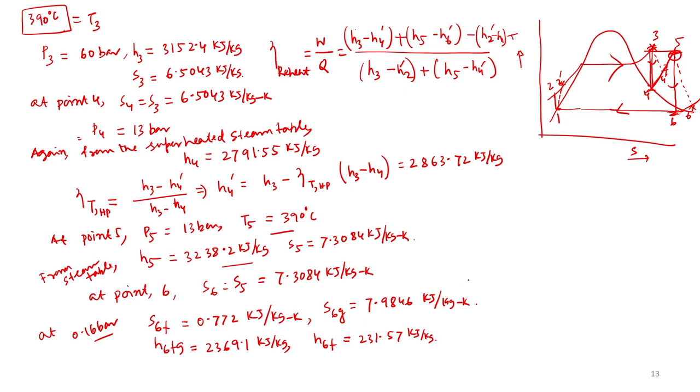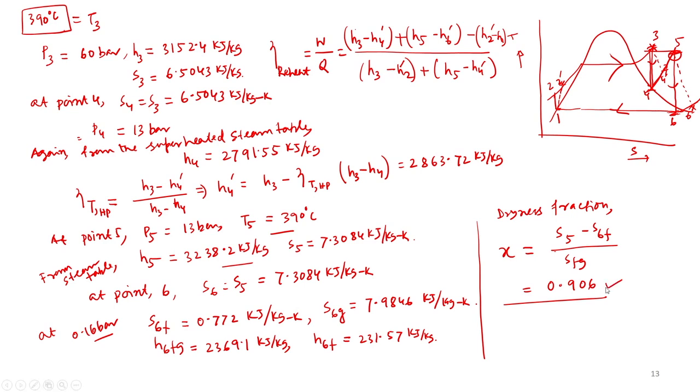So once we have this data, the next phase we can find out what is the dryness fraction, which can be calculated as X is equal to S5 minus S6F divided by S6FG. And these values are known to us now. So once we substitute, we can find out the value which is close to 0.096.